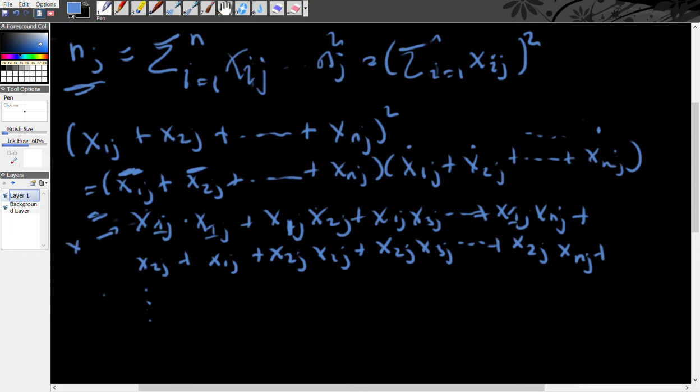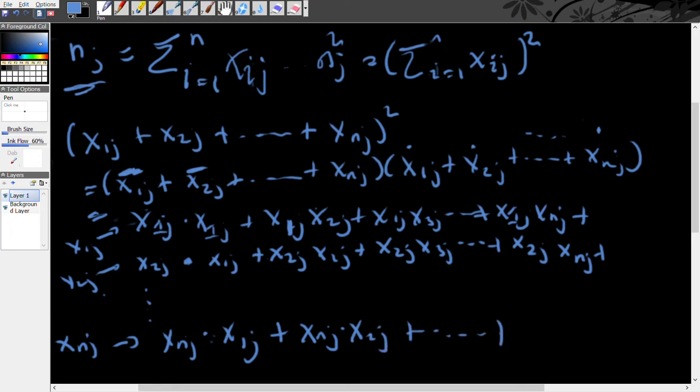Let's say on this row you have the x1j's, on this row you have the x2j's, and this is not a proof, I'm just showing you the pattern here, and on the last row you get xnj. So we get xnj times x1j, xnj times x2j. This wasn't supposed to be a plus, this was supposed to be a multiply. I hope you haven't fallen asleep yet. And then this becomes xnj times xnj.